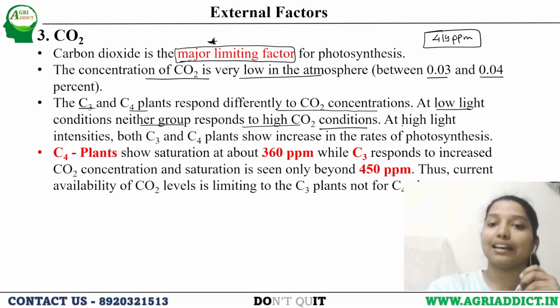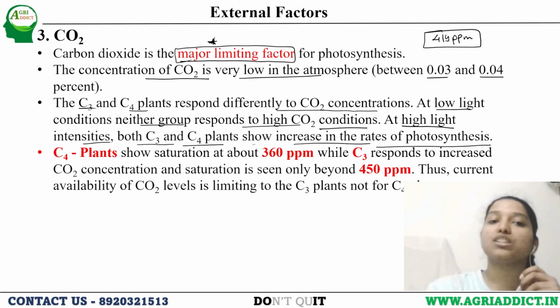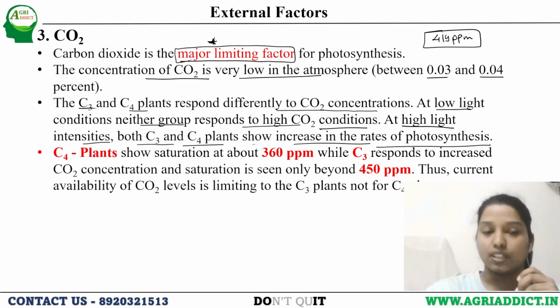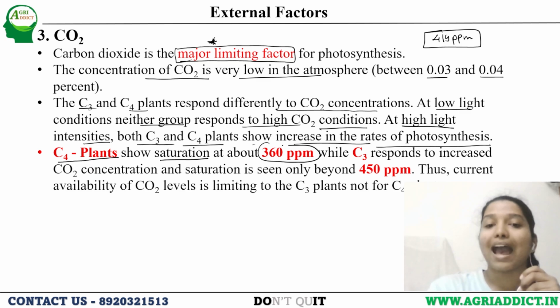But at high light intensity, both C3 and C4 plants show an increase in rates of photosynthesis. At high light intensity, both C3 and C4 plants will show a response, and there will be an increase in the rate of photosynthesis. In case of C4 plants, they show a saturation at about 360 ppm. At lower concentration of carbon dioxide, the C4 plants get saturated. Okay, so they can achieve maximum rate of photosynthesis at lower concentration of carbon dioxide.